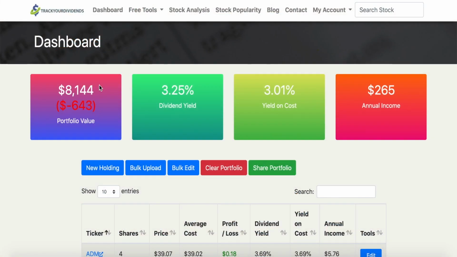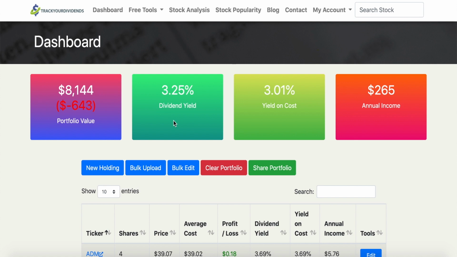So on the Dividend Tracker, the portfolio value is a little over $8,100. Now this is going to be a little bit more as we look at the Robinhood app. And for my dividend yield, 3.25%. And we have my annual income that yield is producing based off of my portfolio value, which gives us $265. Now I would like to get my dividend yield to about 4 to 5%. 5% would be ideal without risking too much, and the reason why is because that gives me a lot more dividend income every single year.